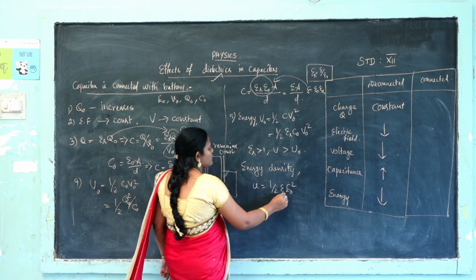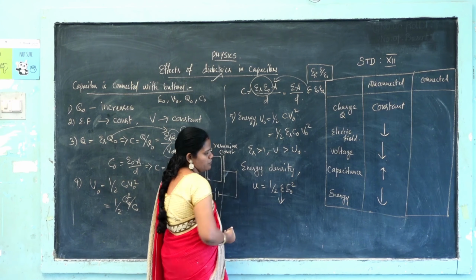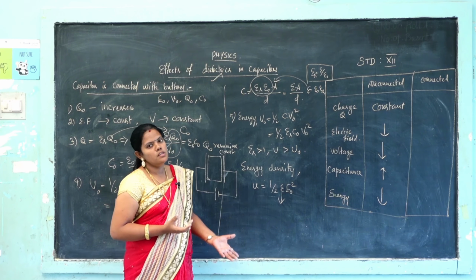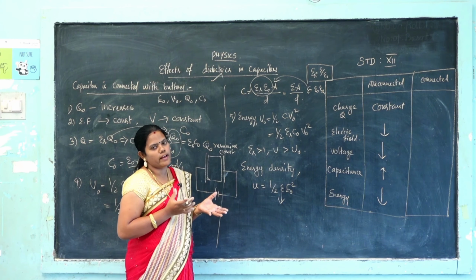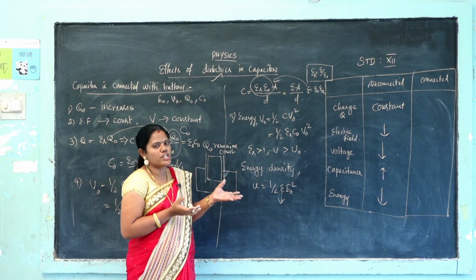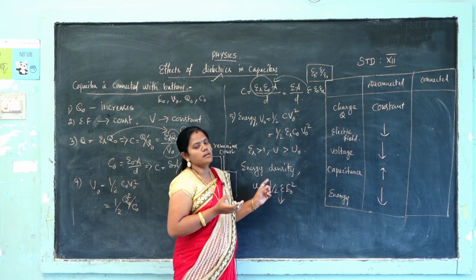What is epsilon? Epsilon is the permittivity of the medium. What's the meaning of permittivity of the medium? You choose the dielectric, and the type of dielectric will change it; it depends upon the permittivity of the medium.